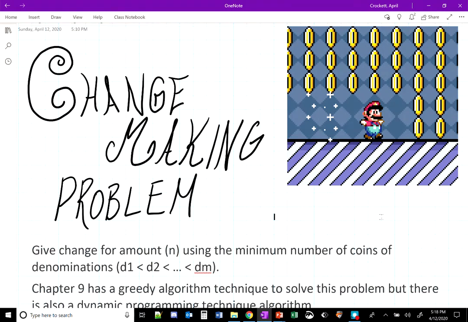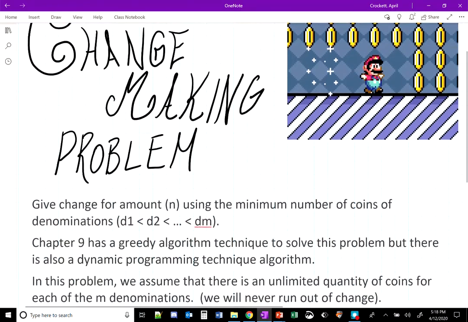So we kind of do this naturally in that we always try to give the largest denominations of coins that we can for the change we're given. Or in other words, the minimum number of coins we can possibly give in order to make change. That's what this problem is.